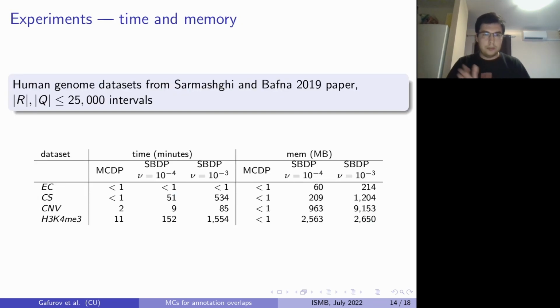So let's go to the experiments. First, we have taken the human genome datasets from the original Sarmashkin and Bafna paper, and you can see that we take only a couple of minutes to compute the p-values, while they take tens or even hundreds or thousands of minutes. And at the same time, we take almost no memory, whereas they have to use up to several gigabytes of memory.